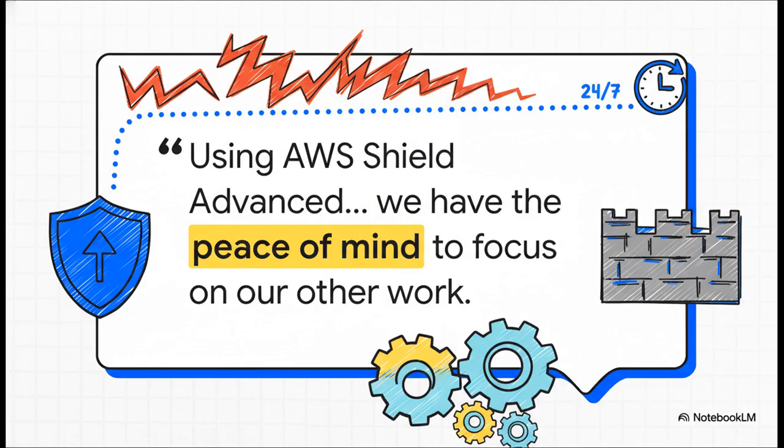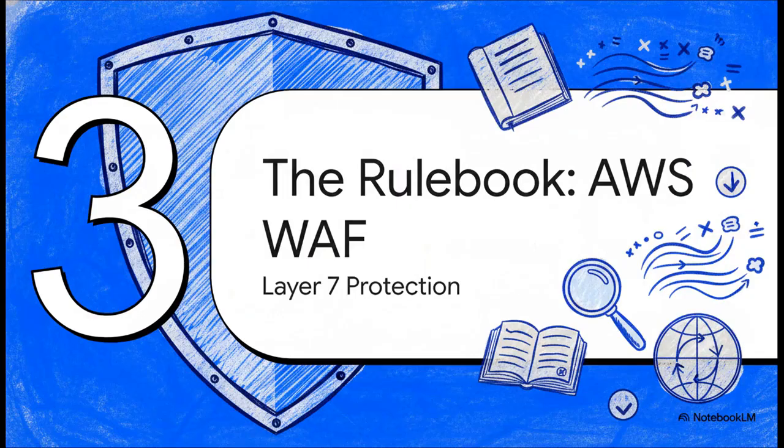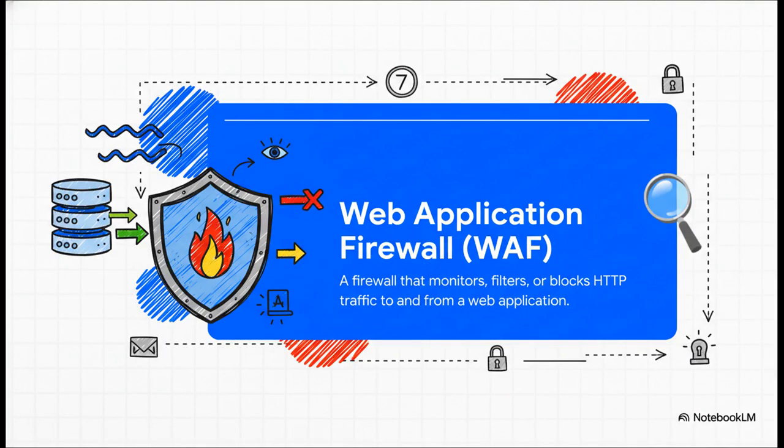That means your team can keep focusing on what they do best, instead of scrambling to fight off an attack. Okay, so Shield is our always-on bouncer, handling the obvious trouble. But what about the more subtle threats? We need to give our bouncer a specific guest list, a rule book, and that's exactly what AWS WAF is for. WAF stands for Web Application Firewall, and its name tells you everything.